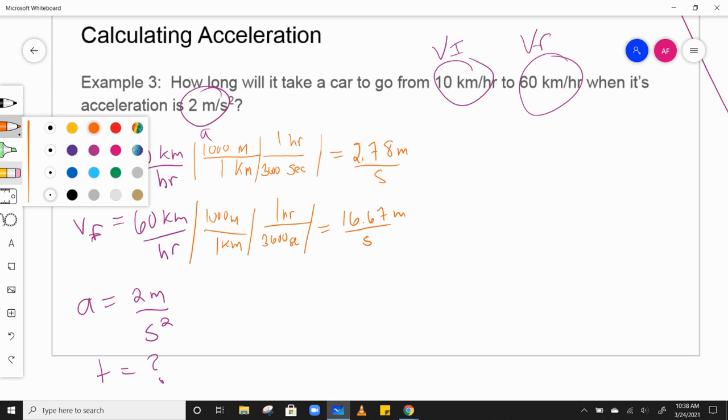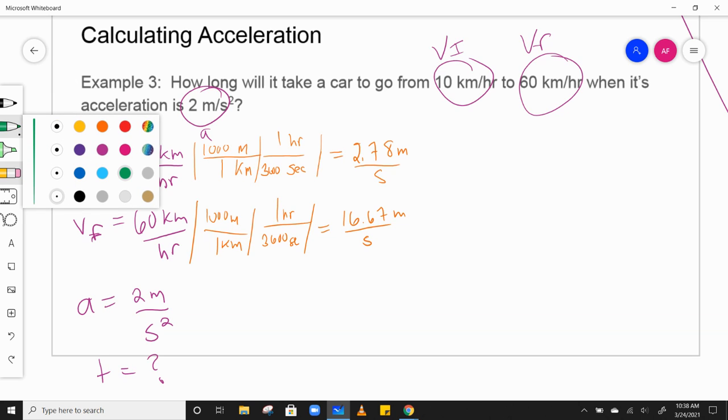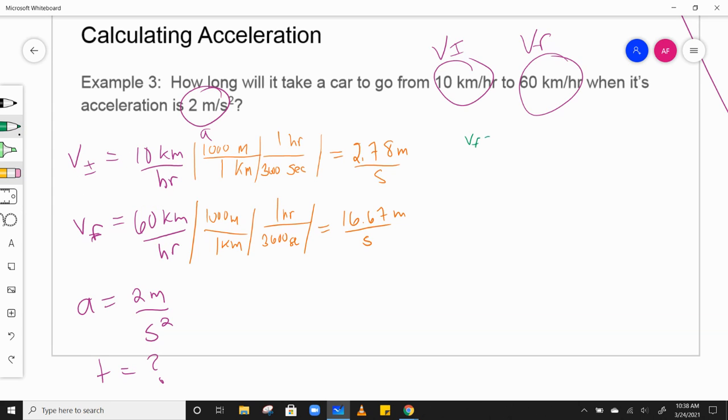So if we look at our original equation, we have v final minus v initial over time equals acceleration. We want to solve for time, so we've got to multiply both sides by t. Then divide by a. That cancels. So vf minus vi over a equals t.